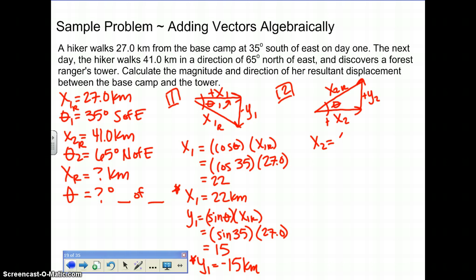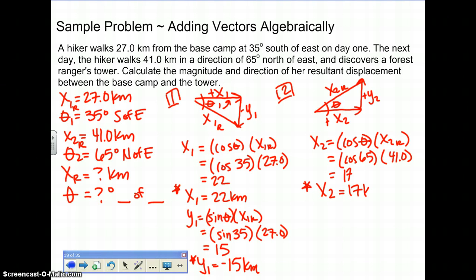So x2 is cosine theta times your resultant, x2r, whereas cosine of 65 times 41.0. Okay, please put that in your calculator. Cosine 65 times 41.0 gives us 17. So x2, although it's not final, still starred, is 17 kilometers.